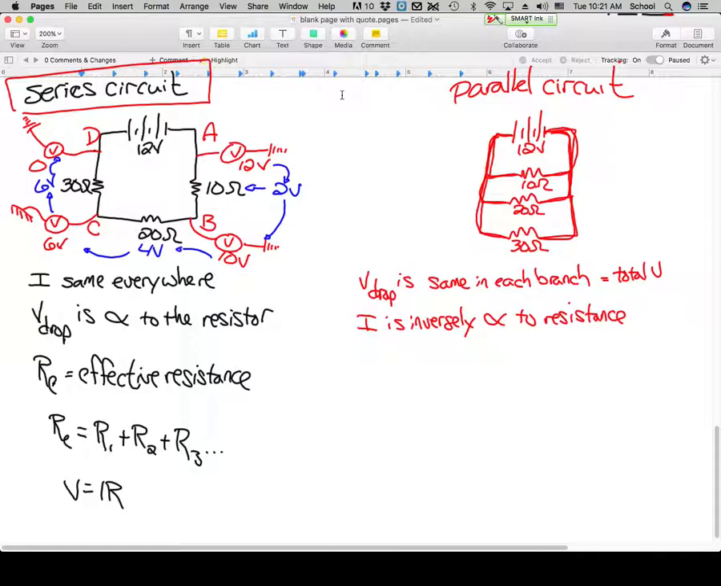And to find the effective resistance here, instead of just adding them, we have to add them with the 1 over R rule. So we're going to have 1 over R1 plus 1 over R2 plus 1 over R3, etc., etc., etc.